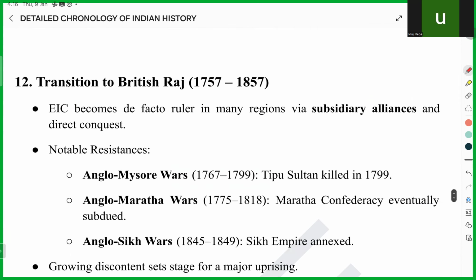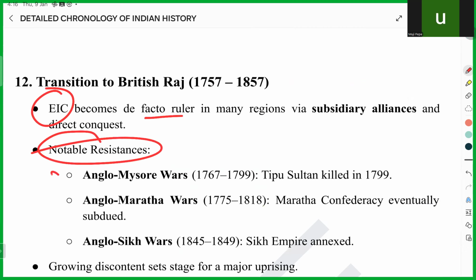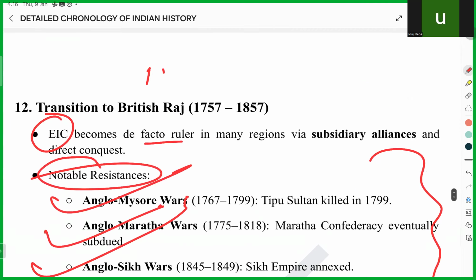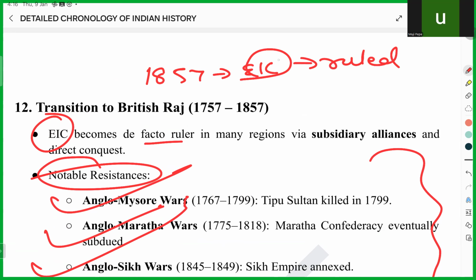And then the EIC became the de facto rulers. There was some resistance, the Anglo-Mysore War, the Anglo-Maratha War, and the Anglo-Sikh Wars. But all of them were subdued by the British. Till 1857, the East India Company ruled the region.